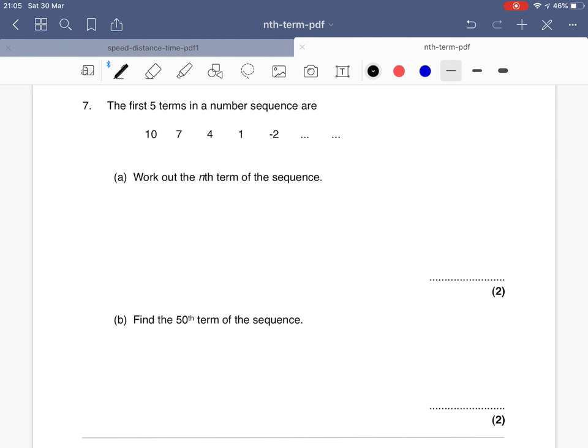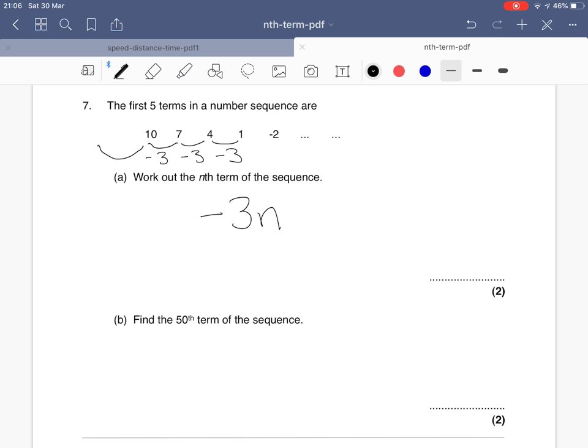The first 5 terms in a number sequence are 10, 7, 4, 1, minus 2. We've got to work out the nth term of the sequence. So this time it's going down. So this time we're taking away 3, taking away 3, taking away 3. So we know it's going to be minus 3n.